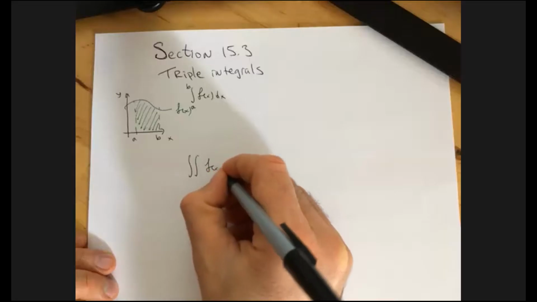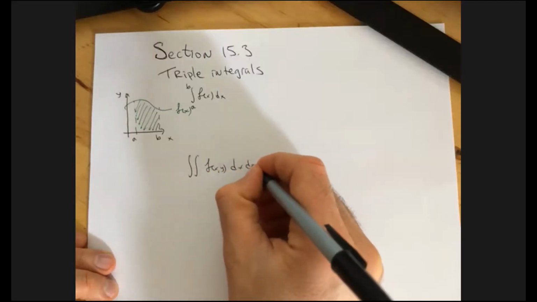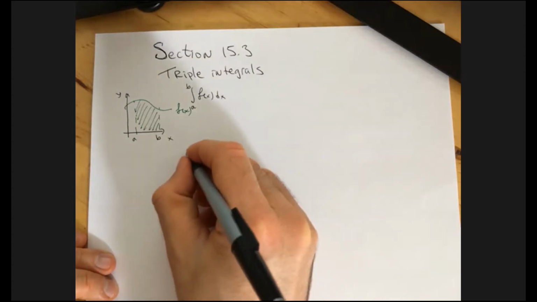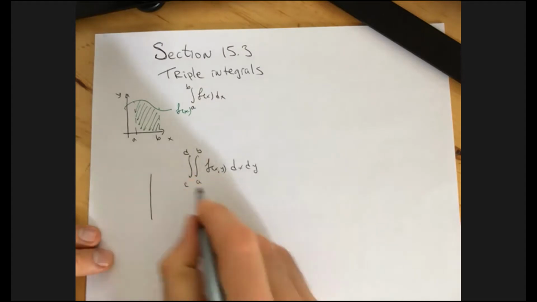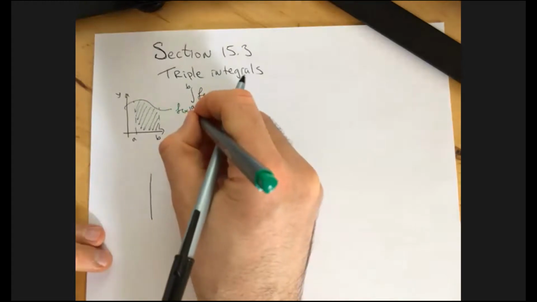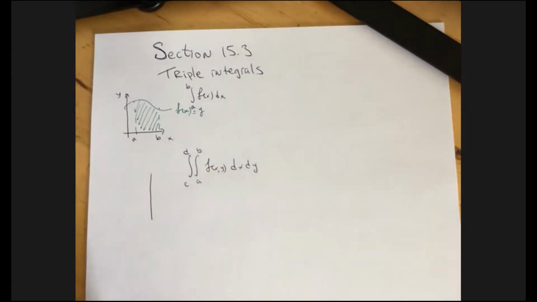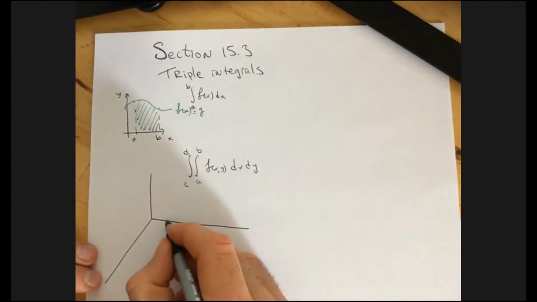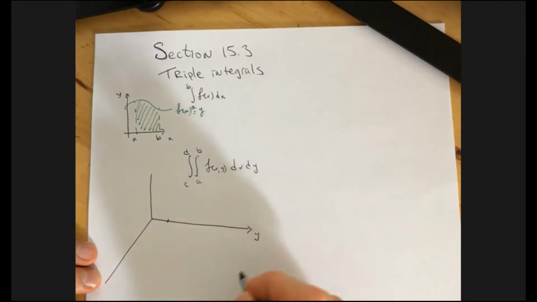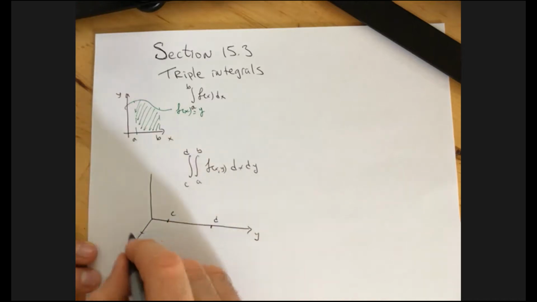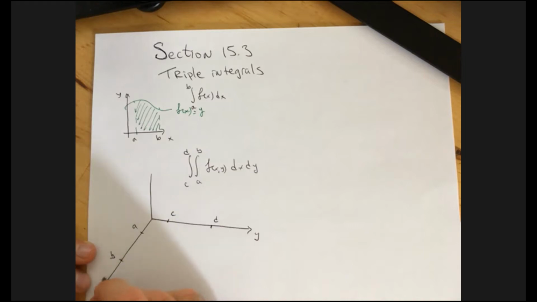In the double integral, f of x, y, dx dy, where x goes from a to b and y goes from c to d, well, f of x, y, this is y is equal to f of x, right? This is the y-axis. So c and d, and here we have a and b on the x-axis.